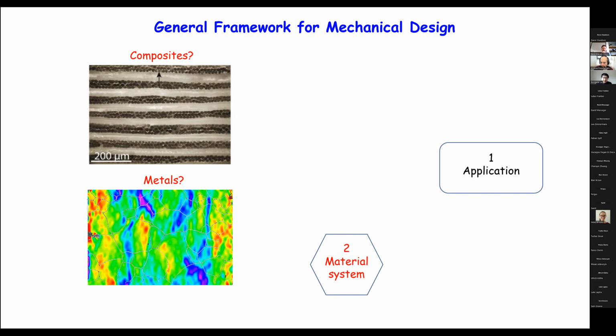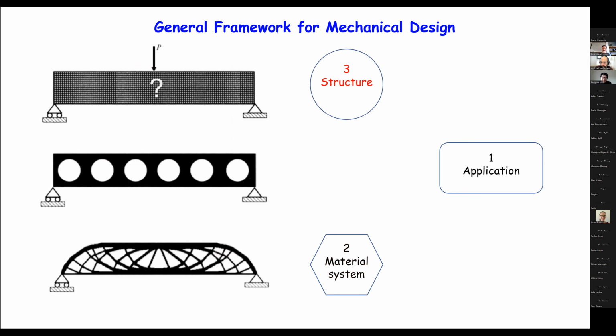But after we have a material in hand, we also need to consider the structure or the topology of our designs. For example, if we were going to design a bridge, then we'll need to do some topology optimization to maximize the performance of our engineering design.